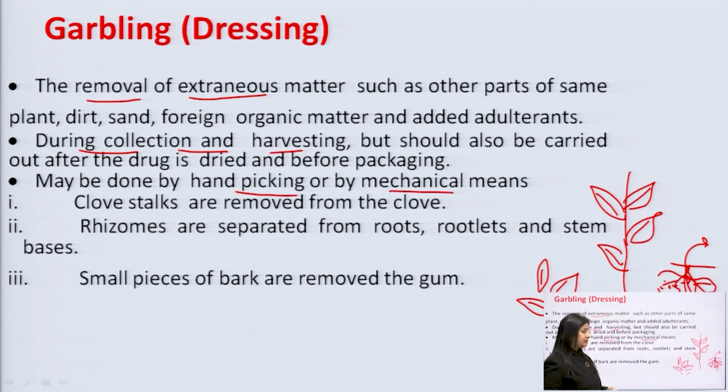Examples are, clove stalks are removed from the clove, rhizomes are separated from the roots, rootlets and the stem bases, small pieces of the bark are removed from the gum, soil is removed from the roots and rhizomes, stems are removed from the leaves. So these are the various examples where the garbling is required.